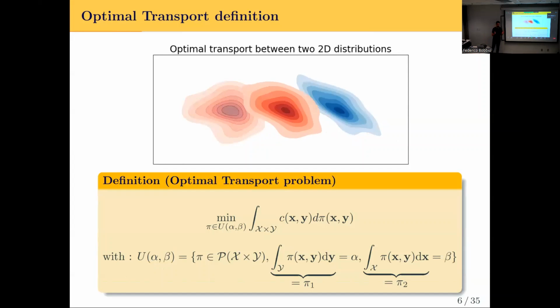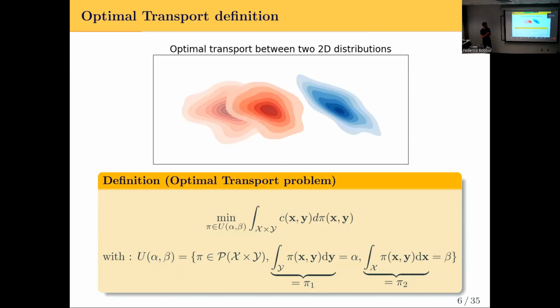To find the optimal transport way to move alpha to beta, I will use the Kantorovich primal formulation. This is pi1 and pi2, and I'm looking for a joint probability distribution pi, which minimizes the displacement cost from alpha to beta, and the marginals of pi, so pi1 and pi2, need to meet the input distributions alpha and beta. So pi1 has a constraint to be equal to alpha and pi2 has a constraint to be equal to beta.